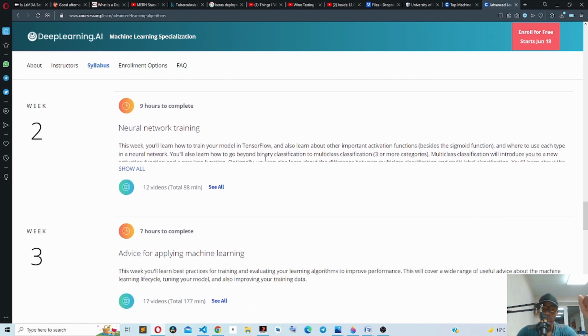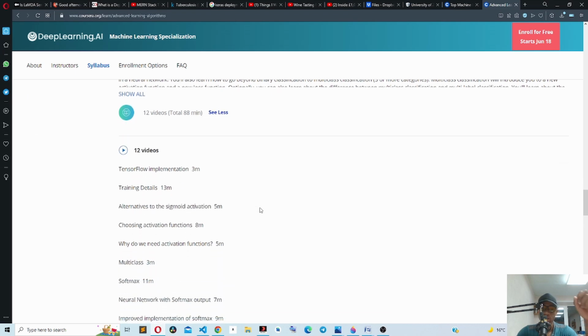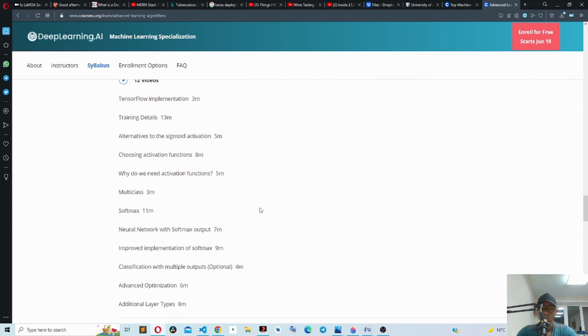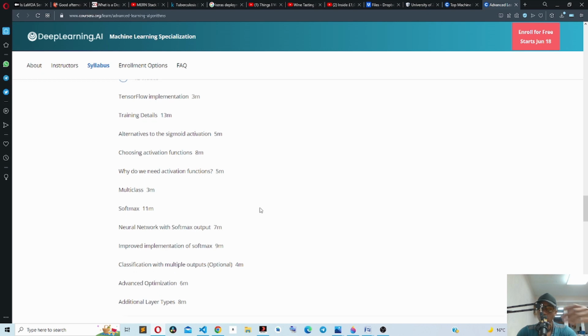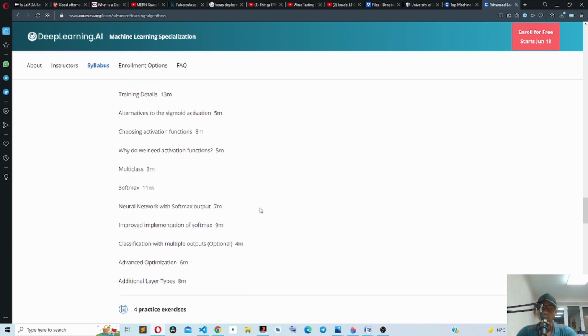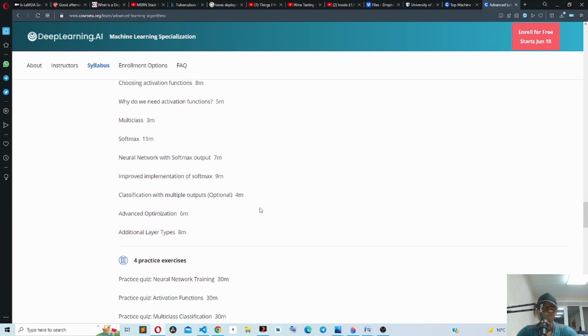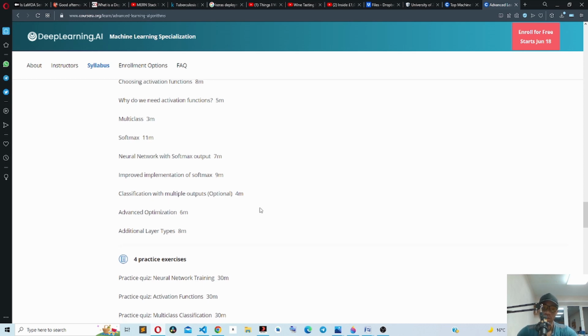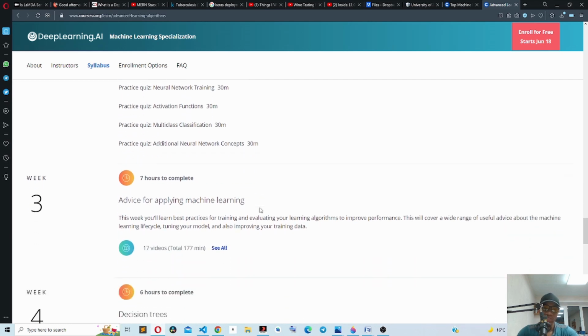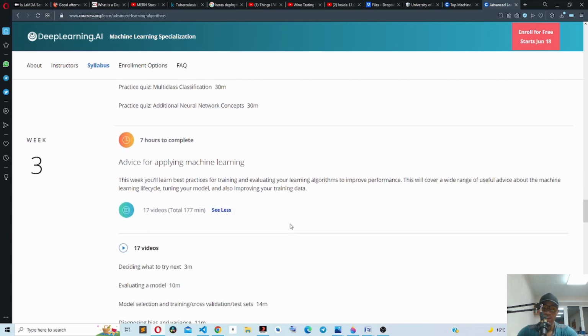And then we have neural network training. They'll be talking about neural network training, TensorFlow implementation, training details, alternatives to the sigmoid function. So they'll be talking about other activation functions such as ReLU and tanh. If you don't know those, don't worry. The time will come where you know what I'm talking about. Don't be intimidated. I was also a beginner at some time. And then multi-class softmax, which is used if you are dealing with multiple class classification. And then practice exercise, and then advice for applying machine learning.